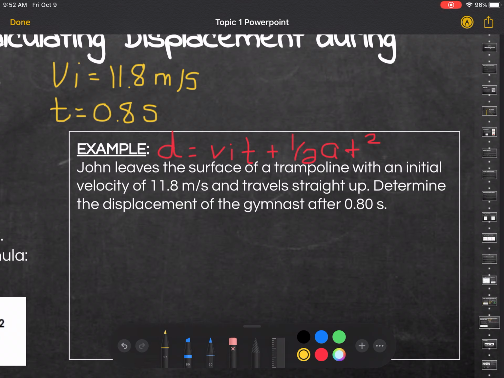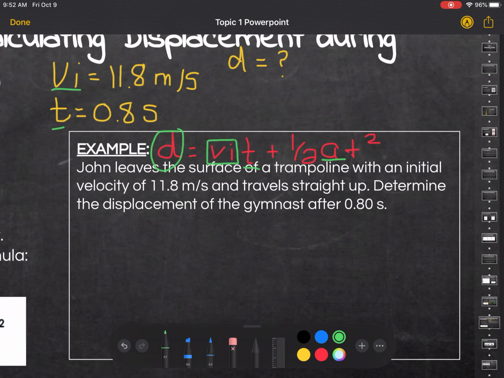And it's telling us we're looking for the displacement. So displacement, we don't know what that is. If we look at our formula, we've got VI, which we've got right here. We've got T, which we've got here. We've got A, which we don't have right here. And we have T again. So we're still missing A in order to figure out our displacement.